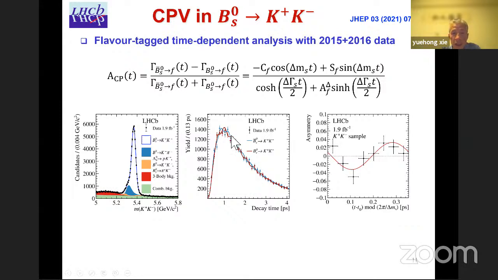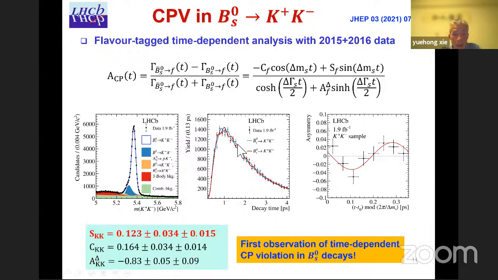In the middle, you see the decay time distribution for initial B_s in blue and the initial B_s bar in red. And the asymmetry as a function of decay time is given on the right. From this, we extract the mixing-induced CP violation parameter S, which is significantly different from the other. Therefore, this becomes the first observation of time-dependent CP violation in the B_s system.